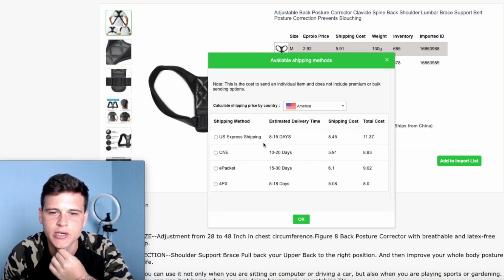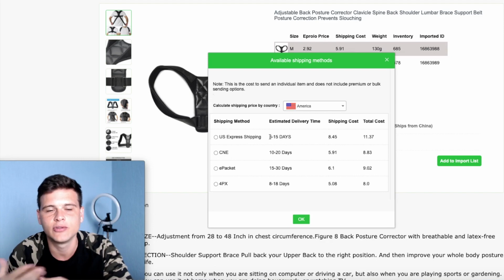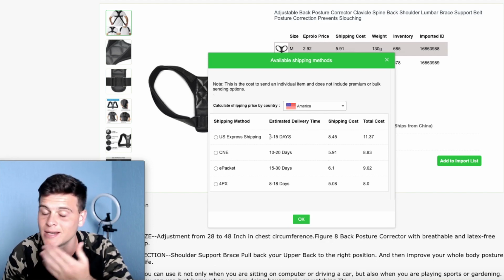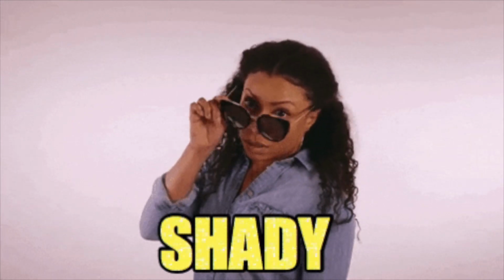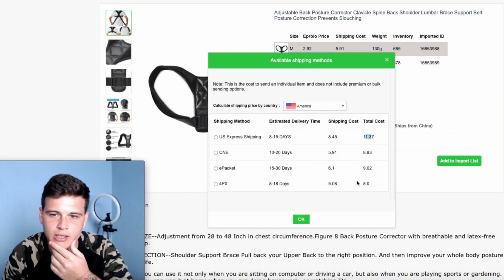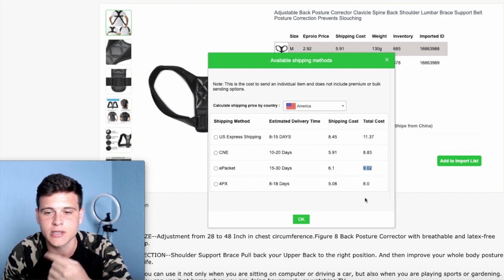So US Express shipping, which they said is 5 to 8 days, now it's 8 to 15 days. Again, I'm telling you, something is a little bit shady over here. So in total you're going to pay $11.37. If you use e-packet, it's going to be $9.02. So let's go over to Aliexpress.